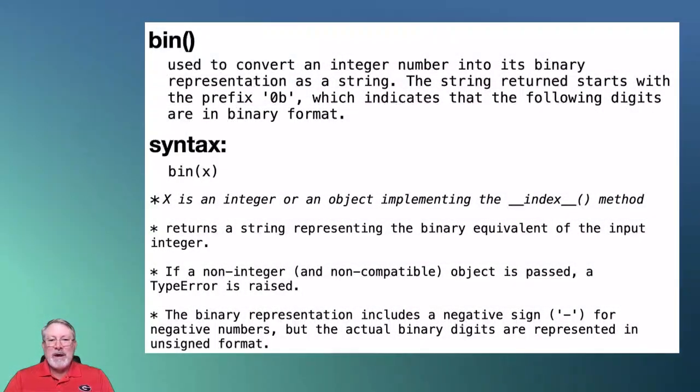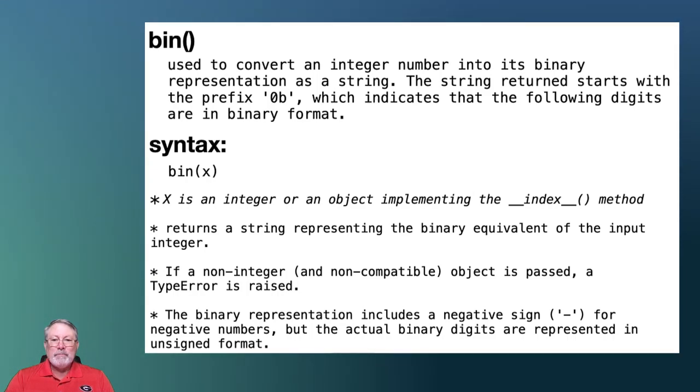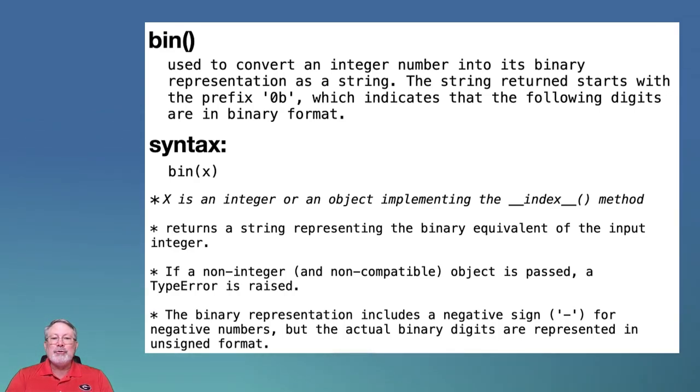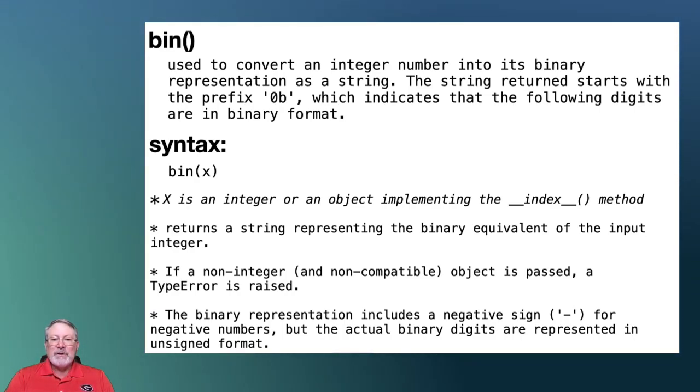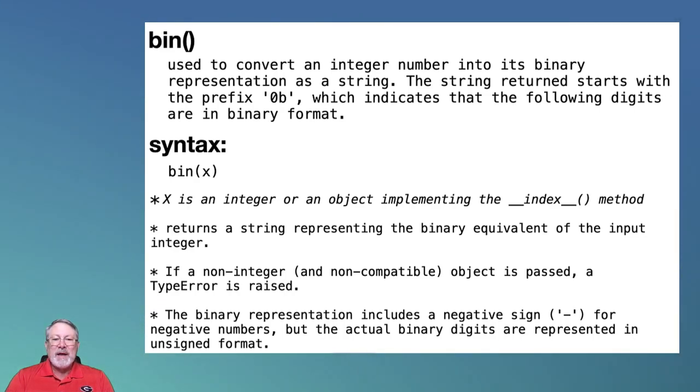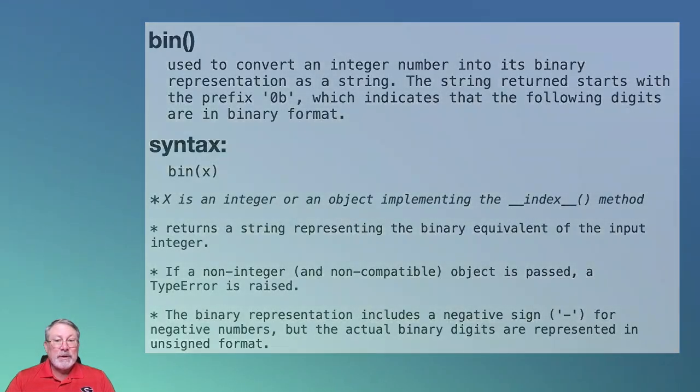The bin function in Python converts an integer number to a binary string. The syntax is straightforward: bin with the argument x, where x is the integer you want to convert. The function returns the binary string formatted with a 0b prefix, which stands for binary.